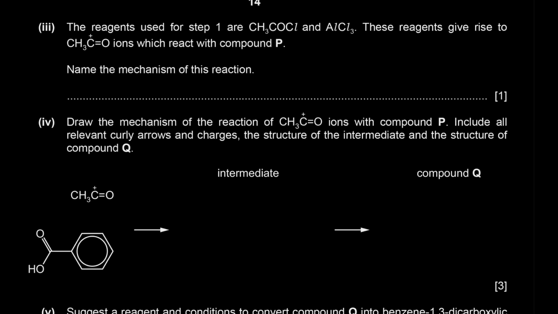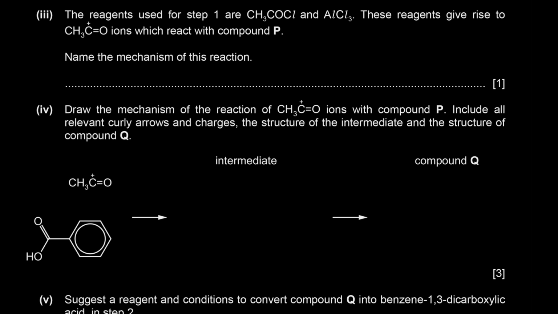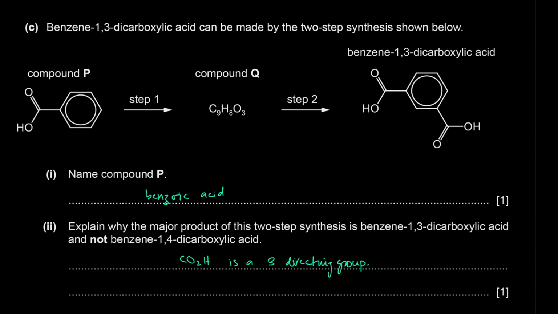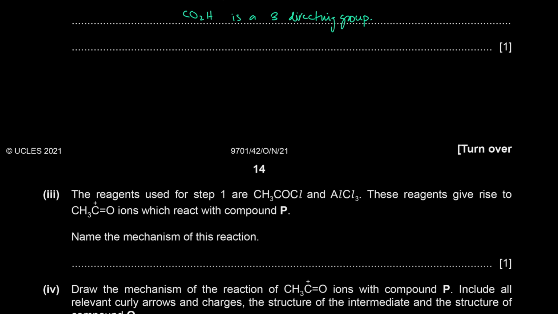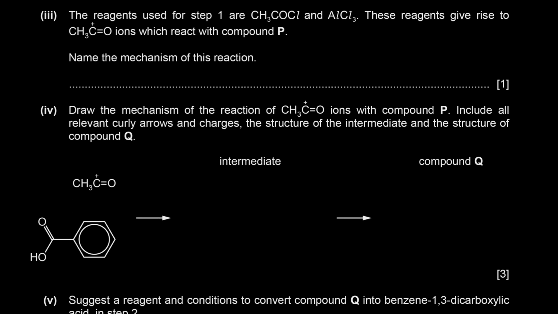Next part. The reagents used for step 1 are CH3COCl and AlCl3. These reagents give rise to these ions over here, which react with compound P. Name the mechanism for this reaction. What mechanism is this when you have substitution taking place on the benzene ring? This is electrophilic substitution.